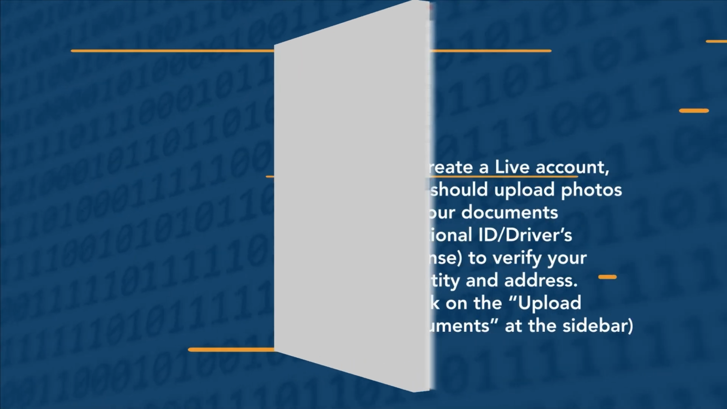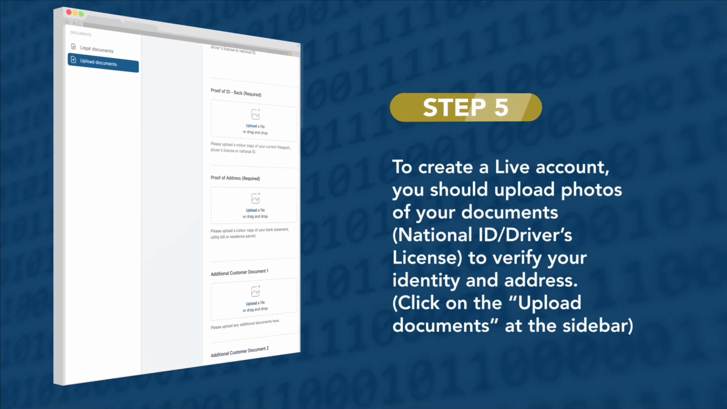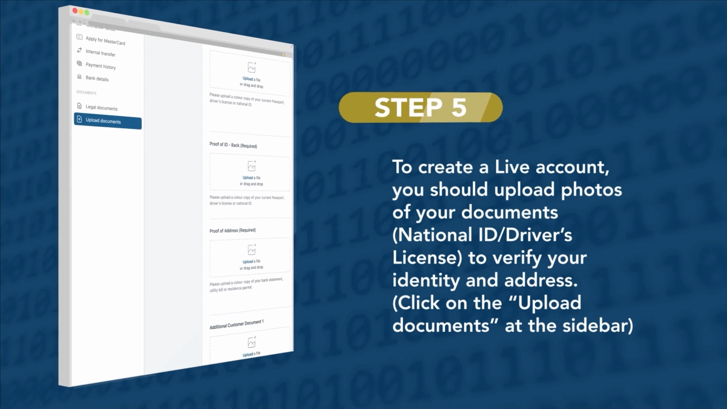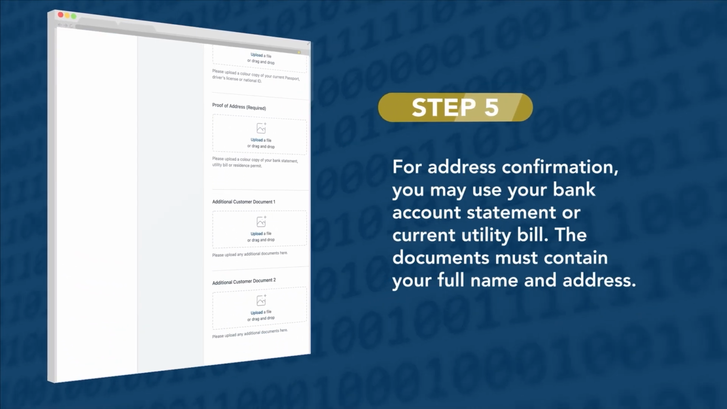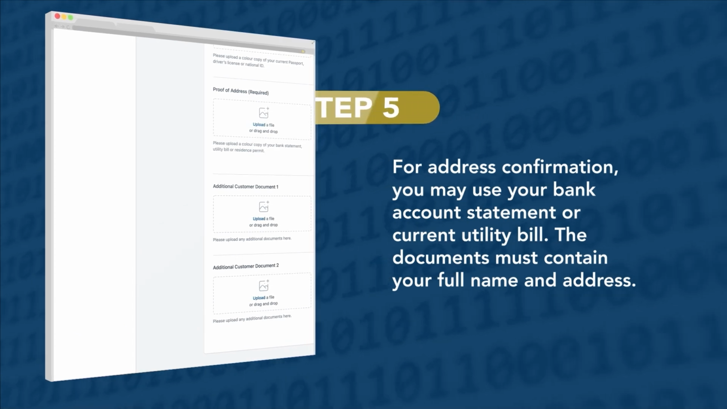To create a live account, you should upload photos of your documents, national ID, driver's license, to verify your identity and address. Click on the Upload Documents at the sidebar. For address confirmation, you may use your bank account statement or current utility bill. The documents must contain your full name and address.